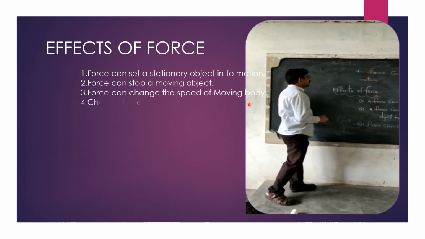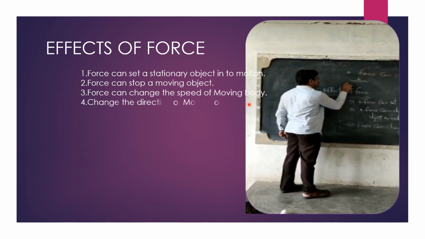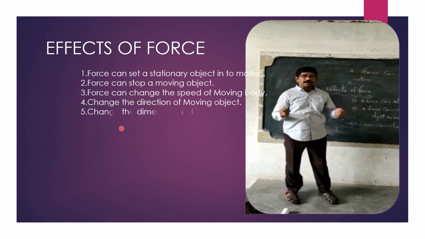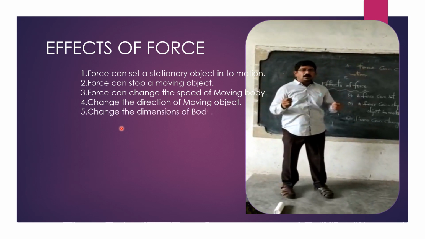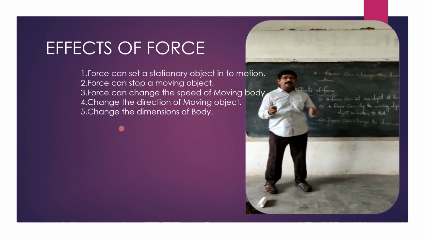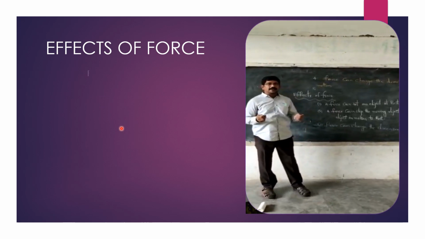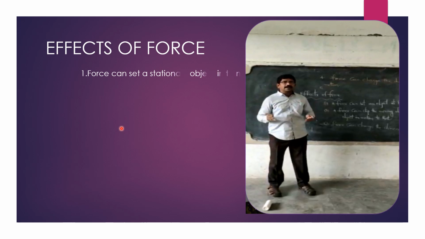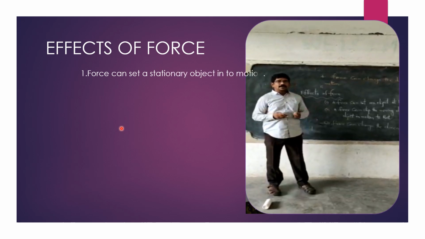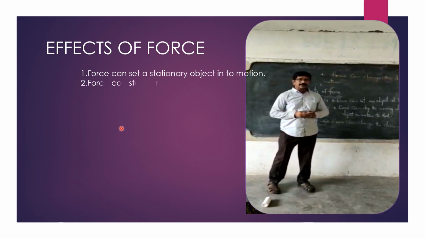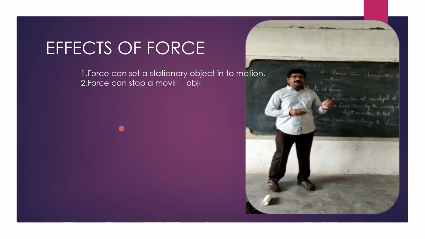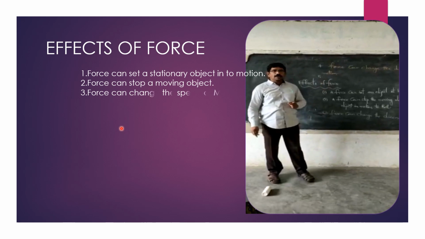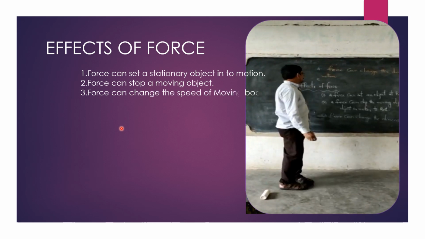Next, what is the another effect? See this one, the fifth one. You are riding the bicycle. If you want to reach early, what you have to do? You have to pedal the cycle again and again, means you have to pedal quickly. So the speed of the cycle increases. In the buses or in the cars also there is an accelerator. The accelerator changes the speed of the body. So force can change the speed.